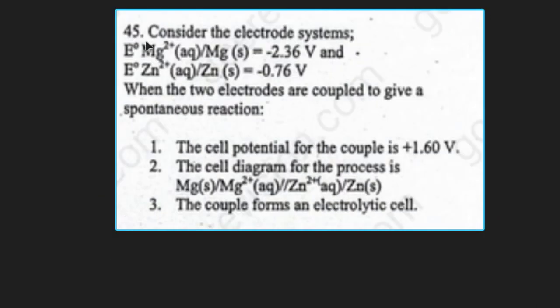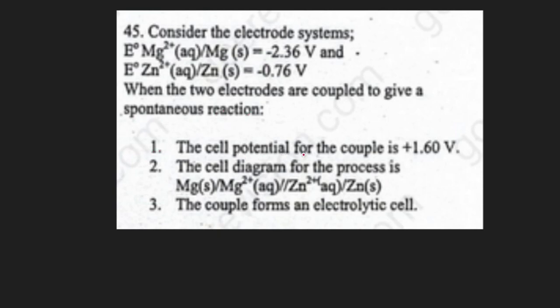Question 45. Consider the electrode systems. We have the first one for magnesium with the corresponding electropotential value. We have the second one for zinc with the corresponding electropotential value. They now say when the two electrodes are coupled to give a spontaneous reaction.